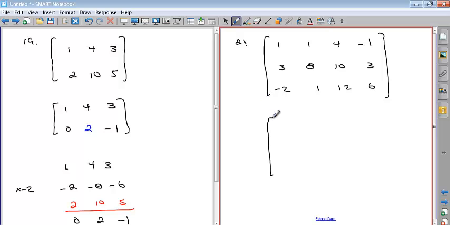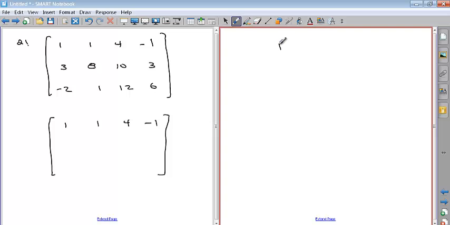Now what they want you to do is to have zeros here and here. We leave the first row the same. And we ask the question, what do I need to multiply this by, and when added to this gives me a 0 there. So I'm going to write that first row down. We're not changing that, but we're going to use that to do our operations.